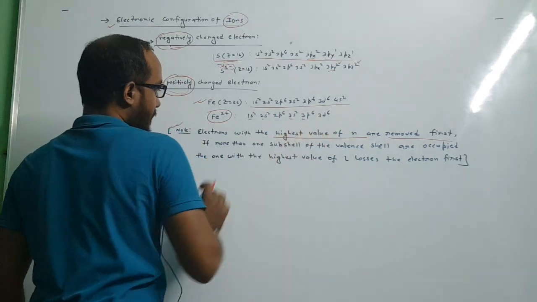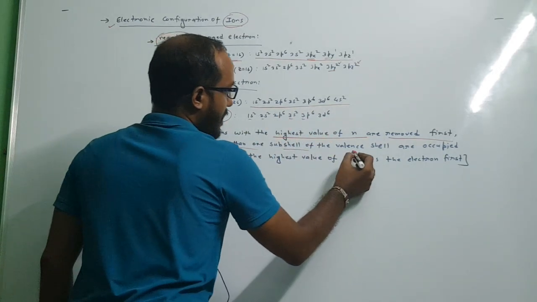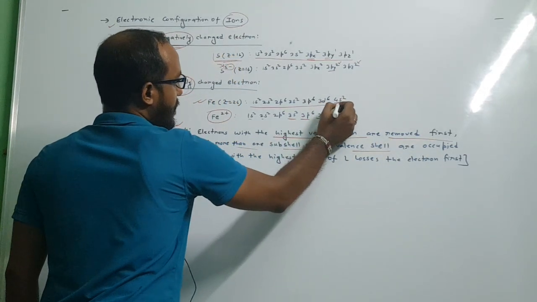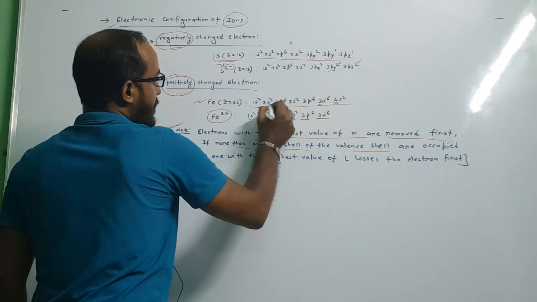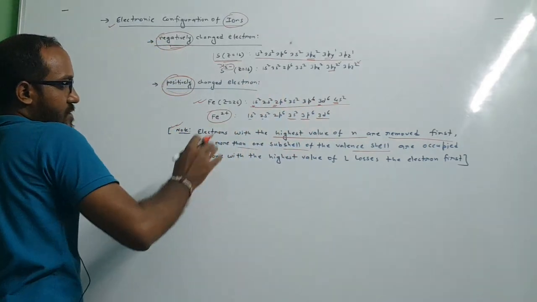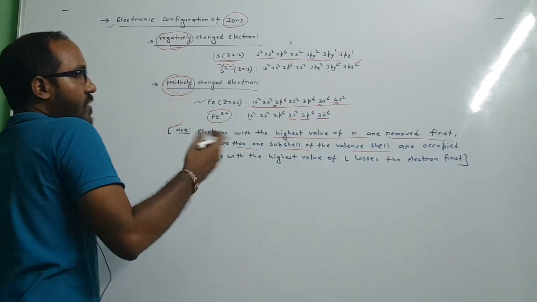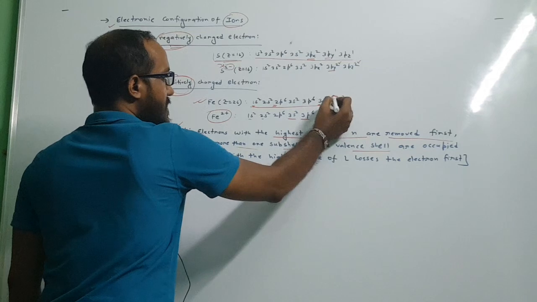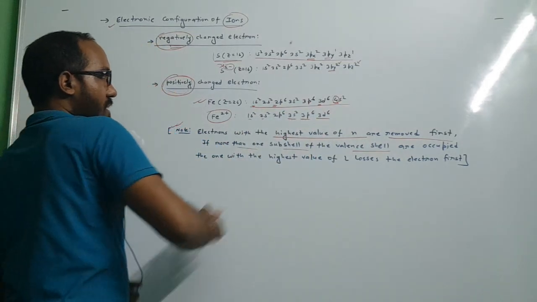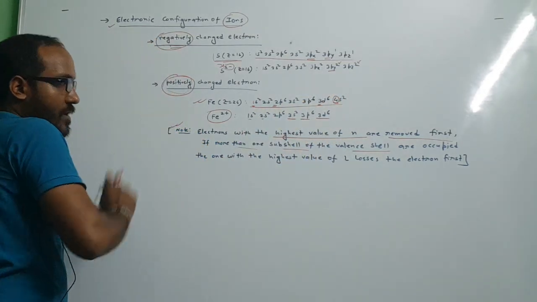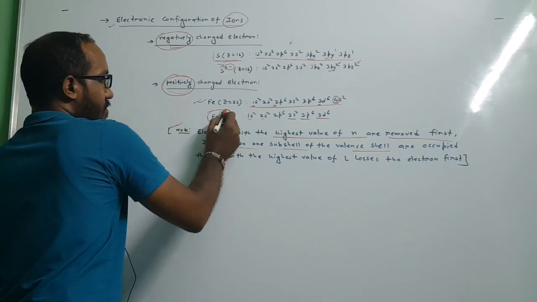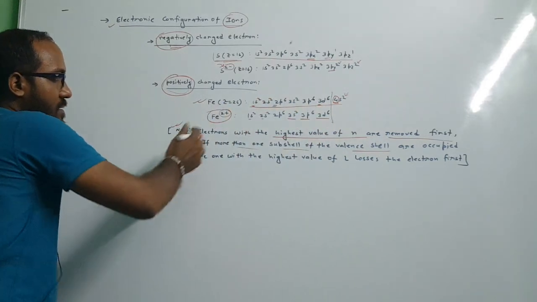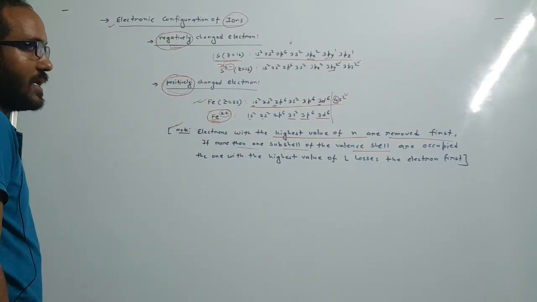So here 3. If more than one subshell of the valence shell are occupied, see here 4s, 3d, 2p and 1s. These are values of n. So n value is 1, 2, 3, 4. So from where will the electron be removed? Where the n value is largest. Here n equals to 4. So that means 2 electrons will be removed from the 4s orbital. So you have to remember, remove these 2 electrons. After that the remaining would be your configuration of the positively charged cation.